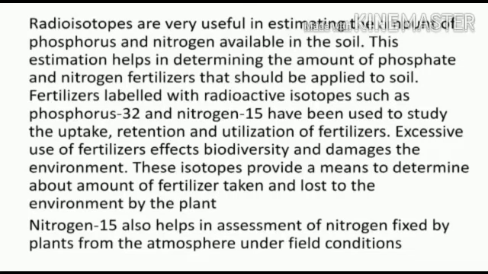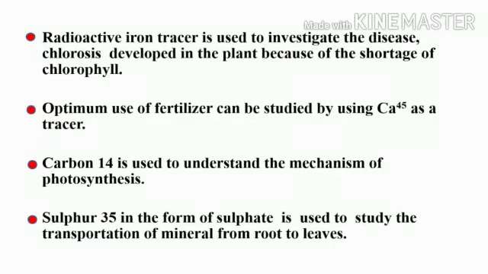Nitrogen 15 also helps in assessment of nitrogen fixed by plants from the atmosphere under field conditions. The radioactive ion tracer has been used to investigate the disease chlorosis developed in the plant because of the shortage of chlorophyll. The optimum use of fertilizers can be studied by using calcium 45 as a tracer.